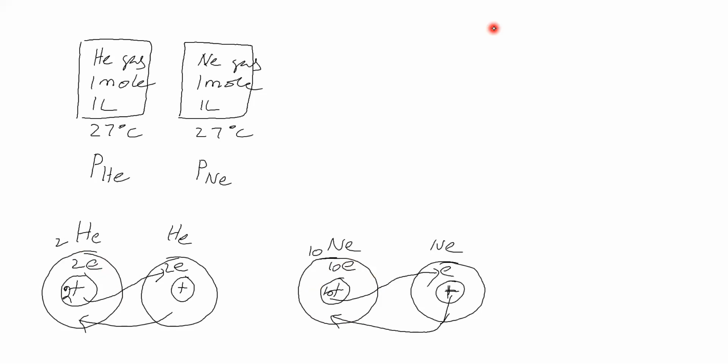Electron has a negative charge. The number of electrons is varying. The charge of the nucleus is also varying. Therefore, the attractive force also varies. So the attractive force here and the attractive force here are different. So what you said is correct. The attractive force among helium molecules and among neon molecules are different.